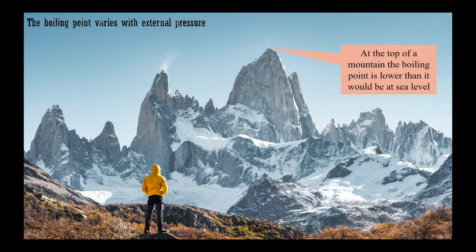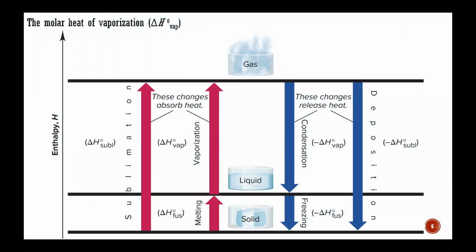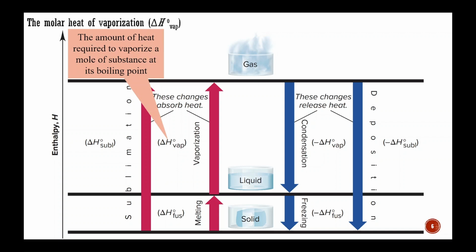For example, at the top of a mountain, where the atmospheric pressure is lower than at sea level, the vapor pressure of water, or any liquid, reaches the external pressure at a lower temperature. To reformulate, the boiling point is lower at higher altitudes than it would be at sea level. The temperature at which the vapor pressure of a liquid is equal to 1 atmosphere is called the normal boiling point.